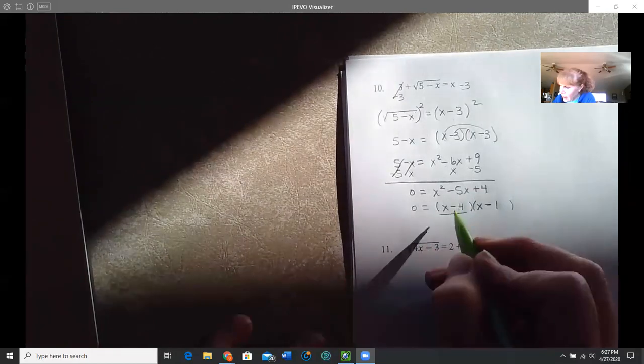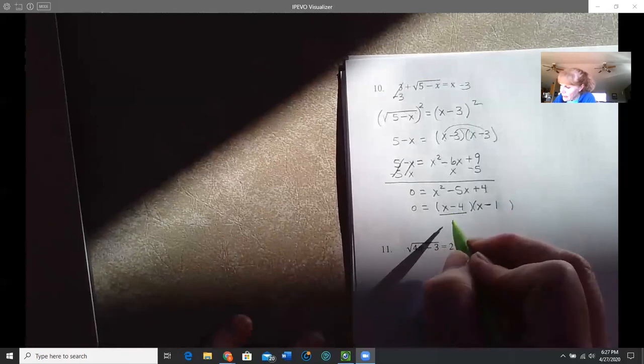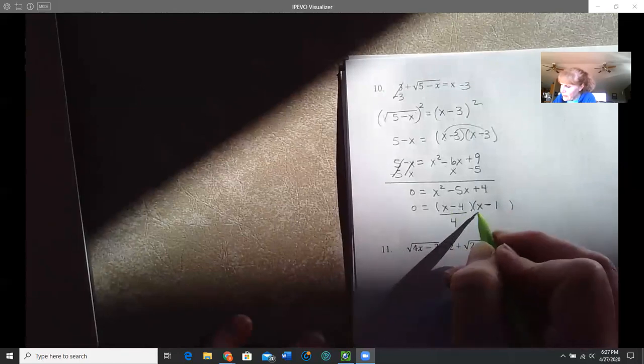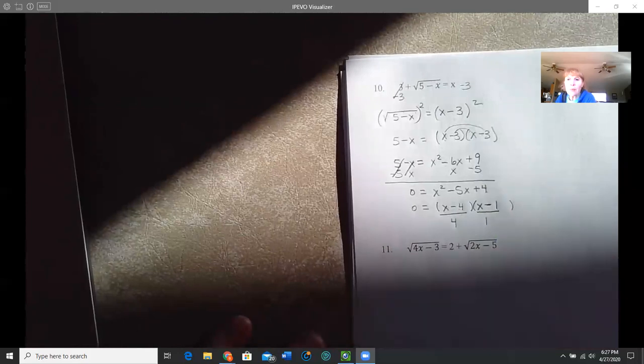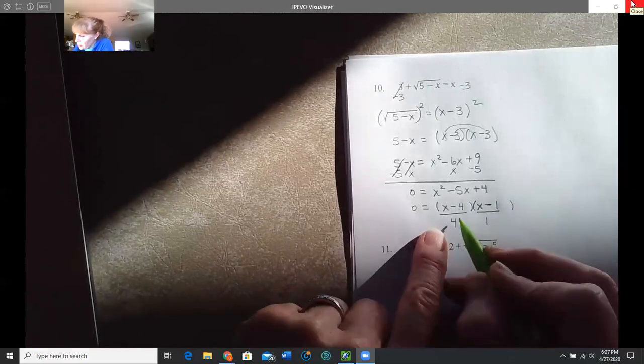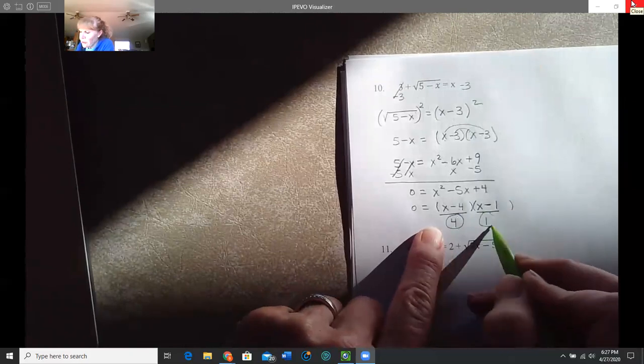So my 2 possibilities are then, if this is 0, x is 4. If this is 0, x is 1. So do both of them work, or maybe only one works, or none of them work? So we need to put this over here. Here we're going to try the 4 and the 1. We're going to do a check.